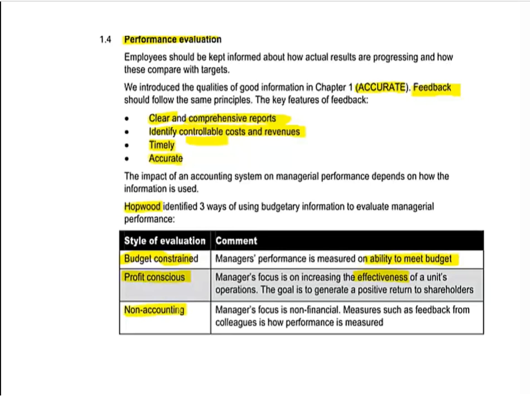Finally, then we've got non-accounting managers and a non-accounting style of evaluation, and the focus here is not financial. So it might be feedback from colleagues, it might be reviews on quality of the products, and we're looking more at non-financial performance measures later on in the course.